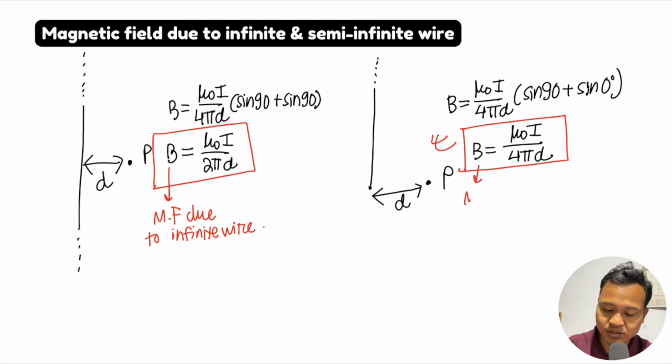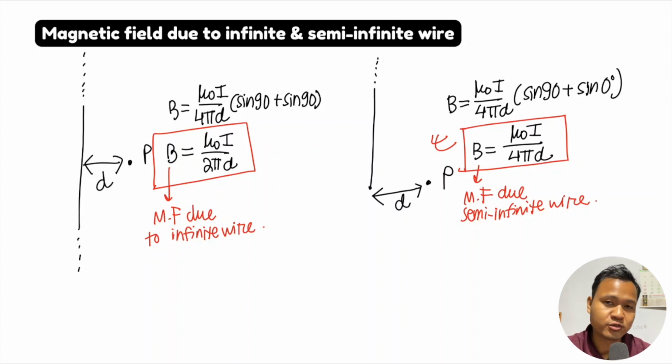So here is the magnetic field due to a semi-infinite wire: mu naught I by 2 pi d becomes mu naught I by 4 pi d.